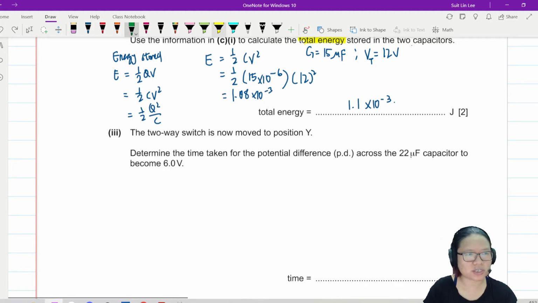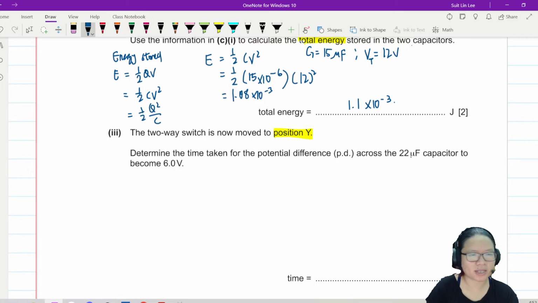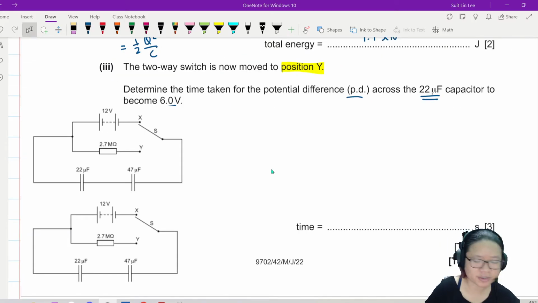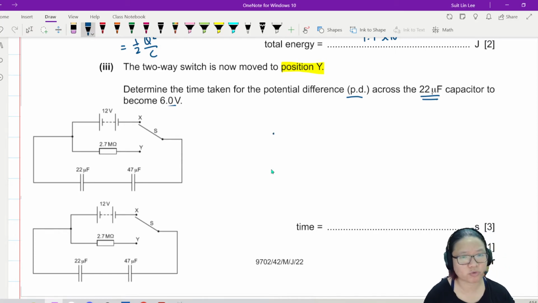The two-way switch is now moved to position Y. So we are ready to discharge, and the capacitor is connected to the resistor. Determine the time taken for the potential difference across the 22 microfarad capacitor to become 6 volt. Okay, let me draw that in a circuit for you first. So for ease of reference, I have the circuit here, and it says that I want to find the time taken for the 22 microfarad capacitor, which is this one, to be 6 volt. So V equal to 6 volt.